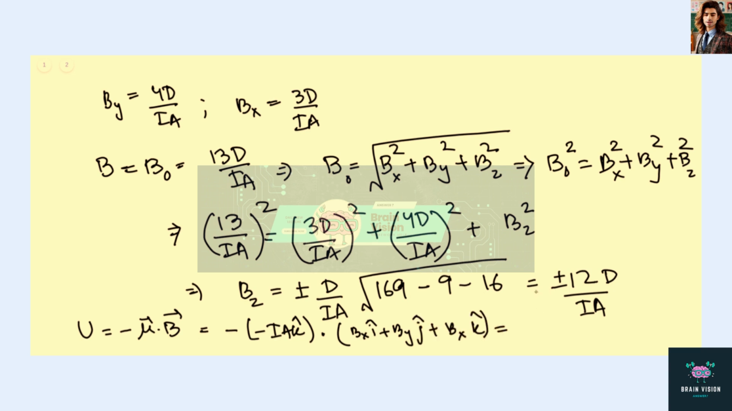And this gives U to be positive IA Bz. And since U, the potential energy, should be negative, we should have Bz to be negative. This means that this is the value of Bz that we should take.